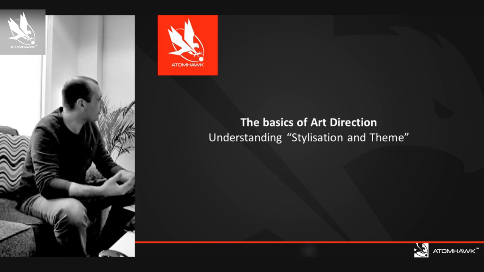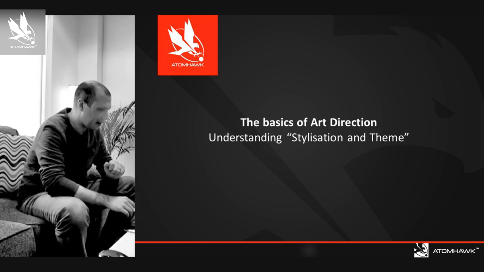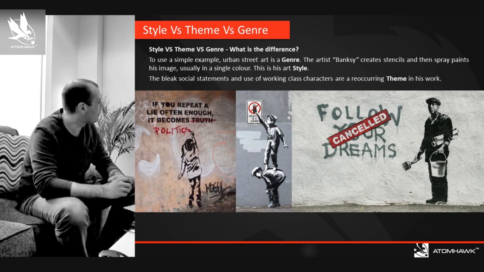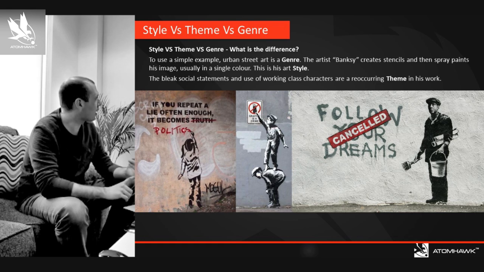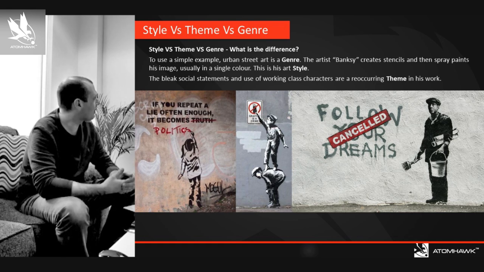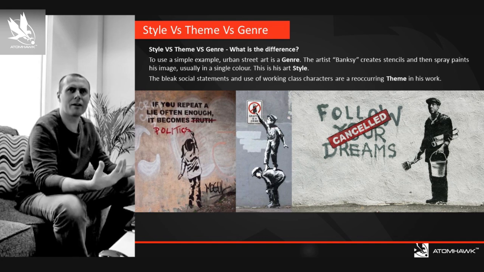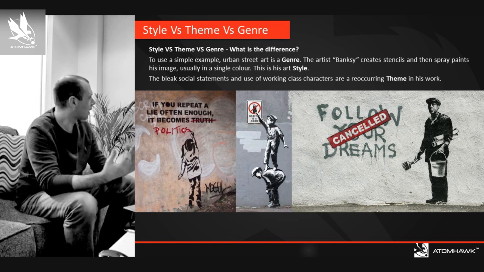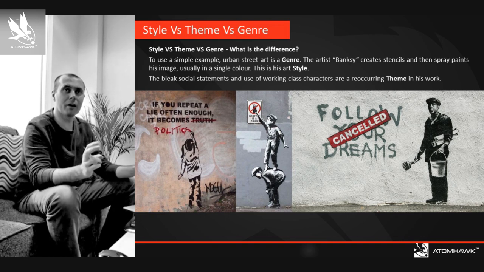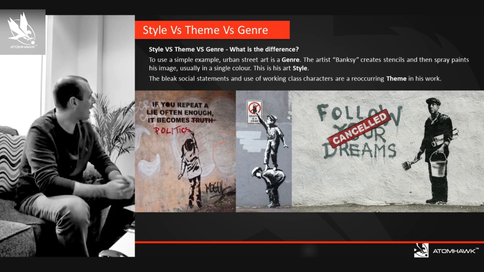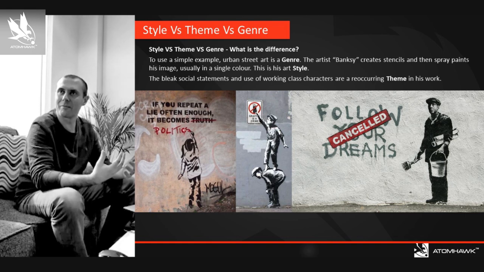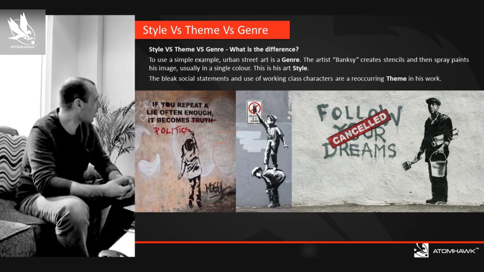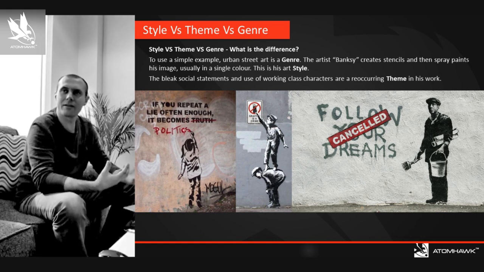So just a few basics before we get into this. The key parts of coming up with a direction for a team really center around style, theme, and genre. To explain this further, think about the artist Banksy. You guys all familiar with Banksy, yeah? So Banksy is working in the genre of street art. His style is the stenciled spray paint work that he does. And then the theme is those bleak social statements he makes.